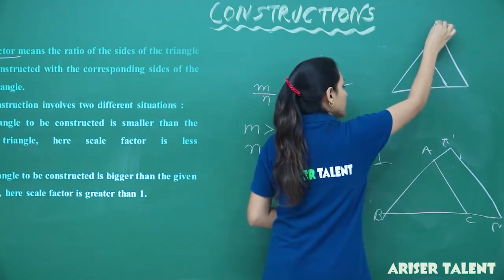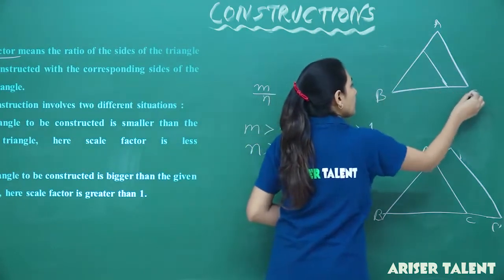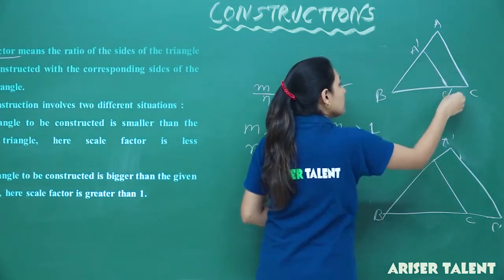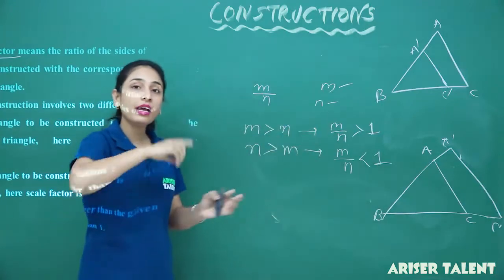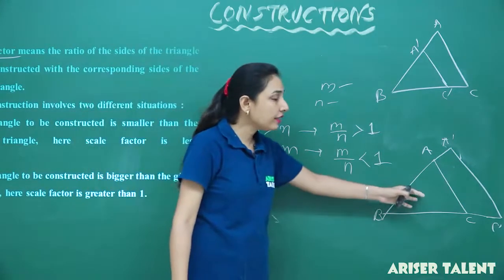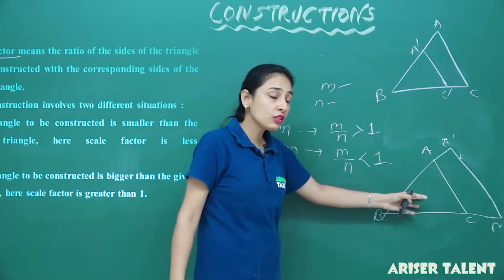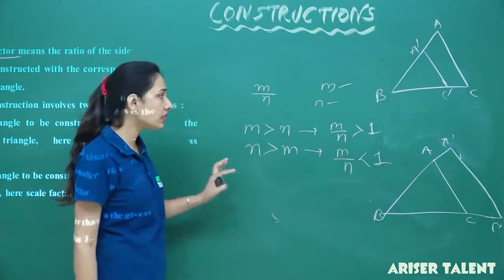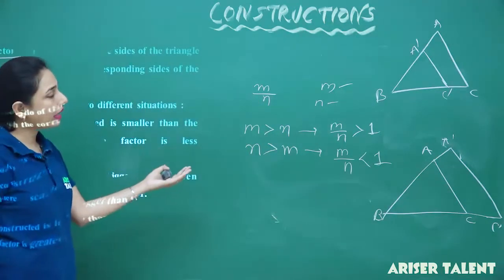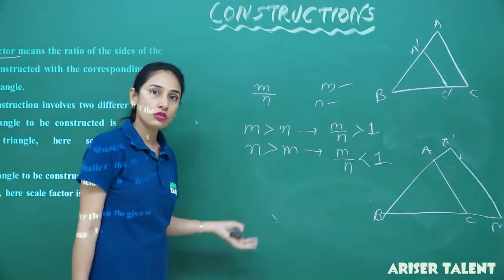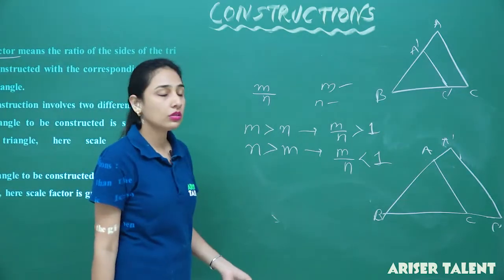Here ABC, which is the horizontal triangle, is smaller, and in the first case the smaller one was the triangle that you have to make. Now the smaller one is the original triangle. So this is the basic difference between when we have the m by n ratio greater than 1 or less than 1.